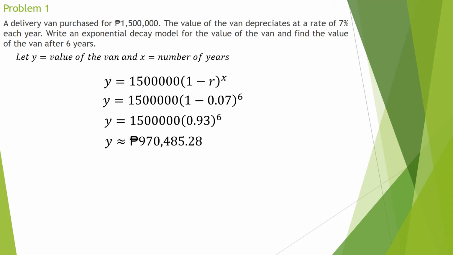So calculating this, it will give you 970,485.28, and it's only an approximation because it is rounded off. So this will be the value of the delivery van after 6 years.